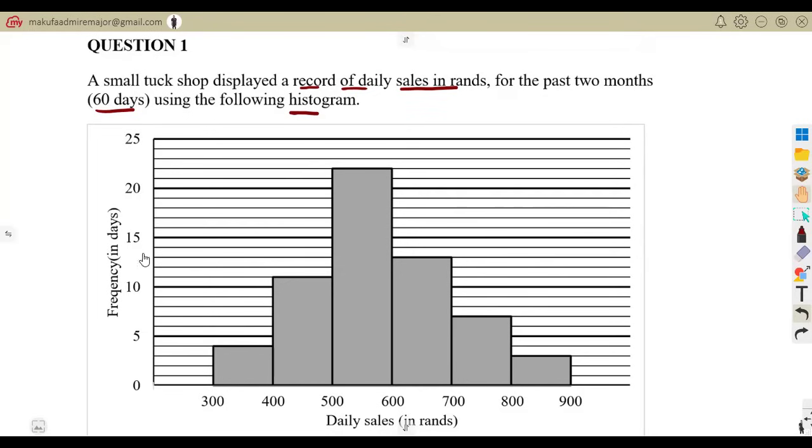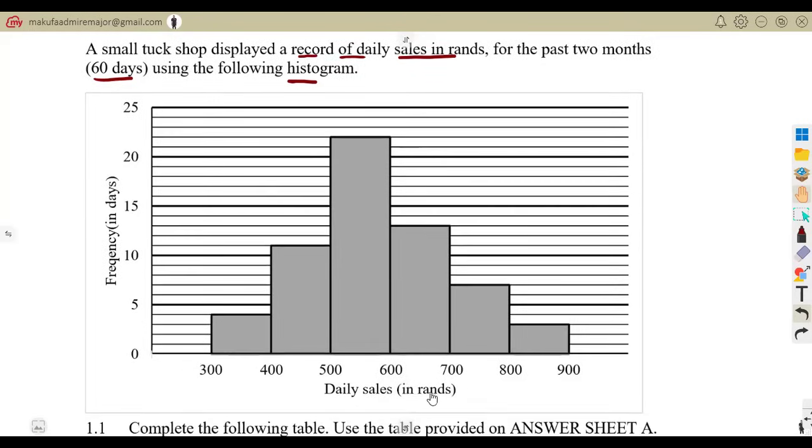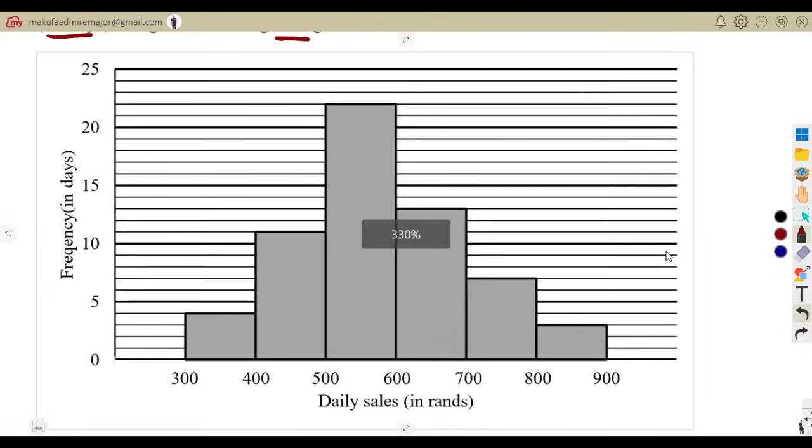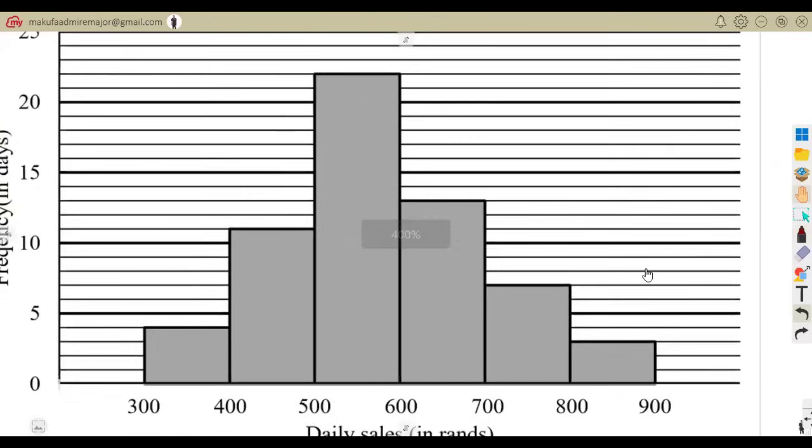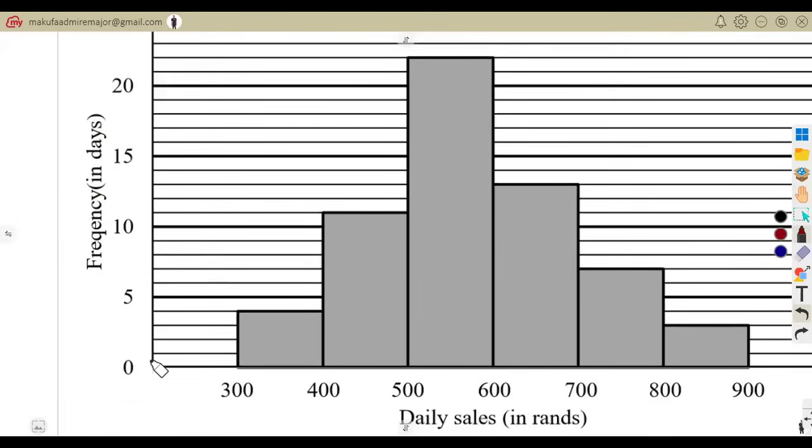Frequency in days, the daily sales in rand. So as we can see, this is the interval from 300 to 400, with the frequency corresponding on the frequency axis there, where we have the frequency in days. How many days are there? So counting these, we're going to see that each box was representing a 1.